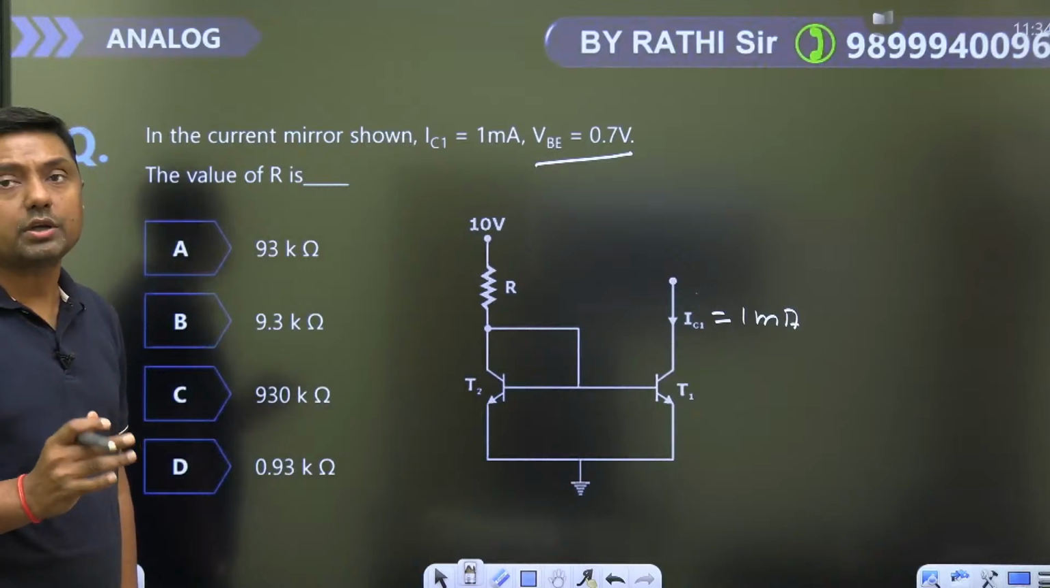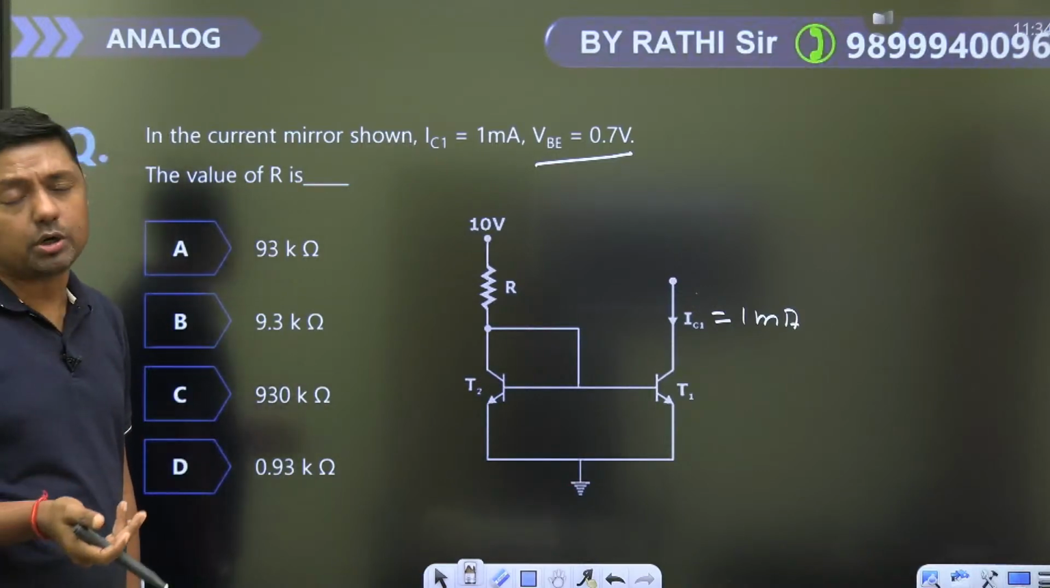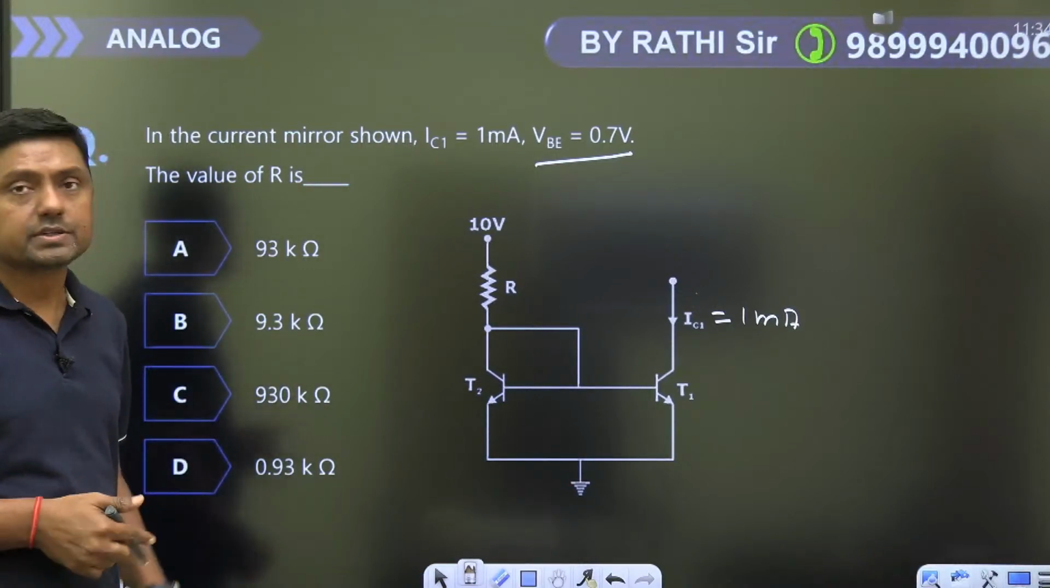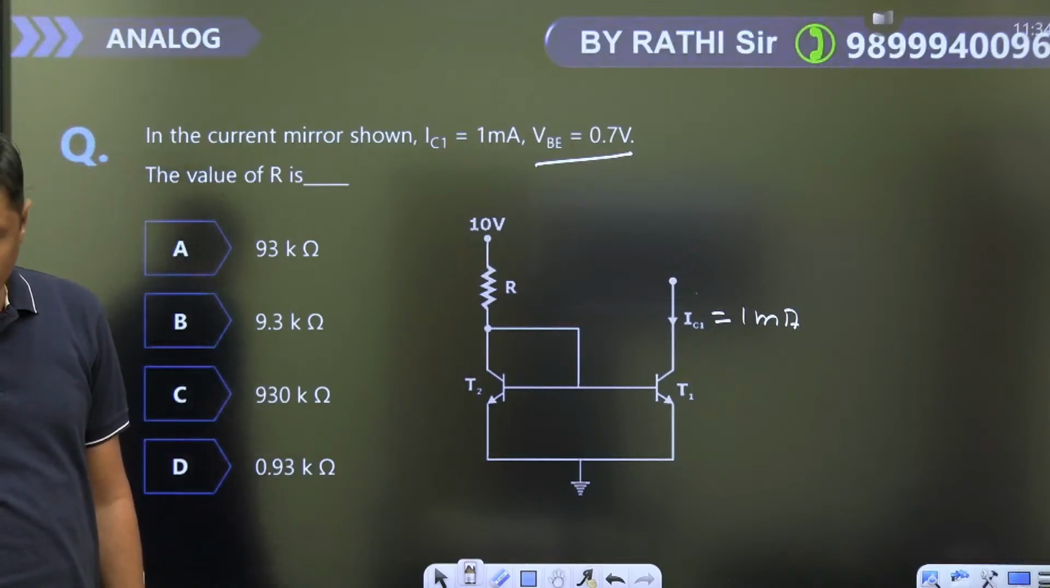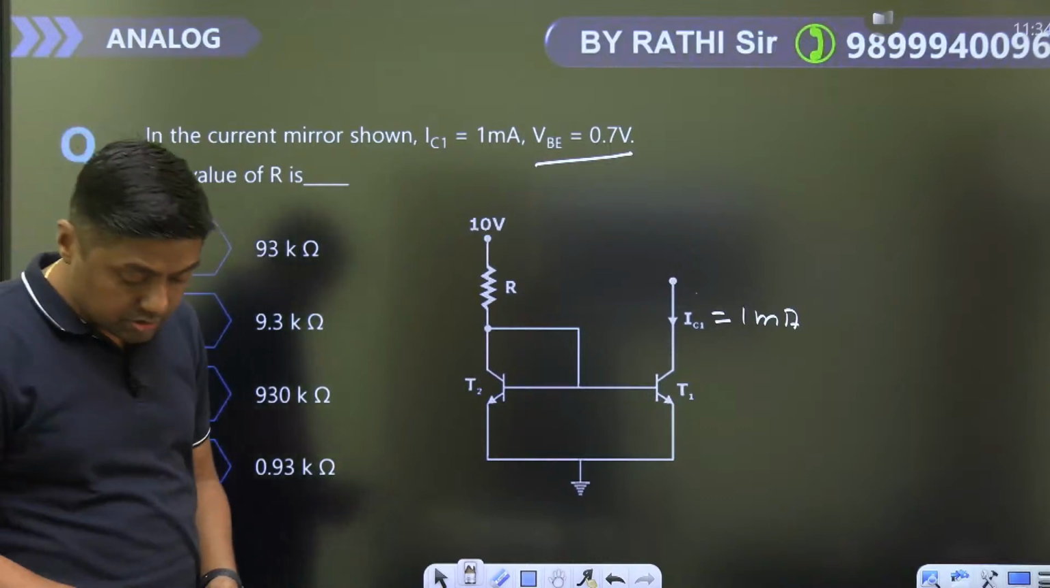beta is not given. If beta is not given, what does it mean? Beta is very very large. So tell me what is the answer for this particular question.